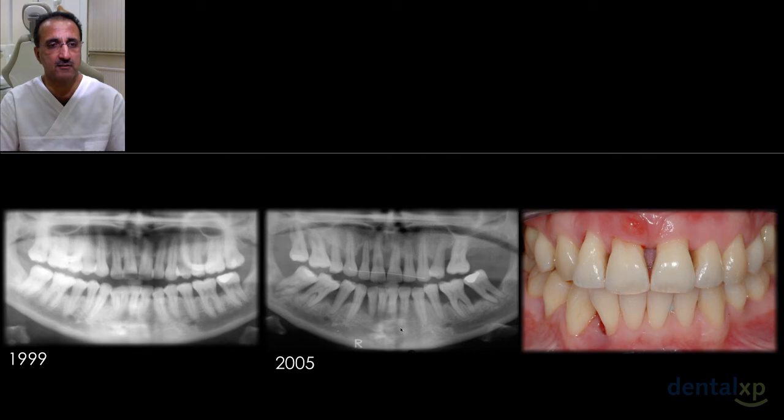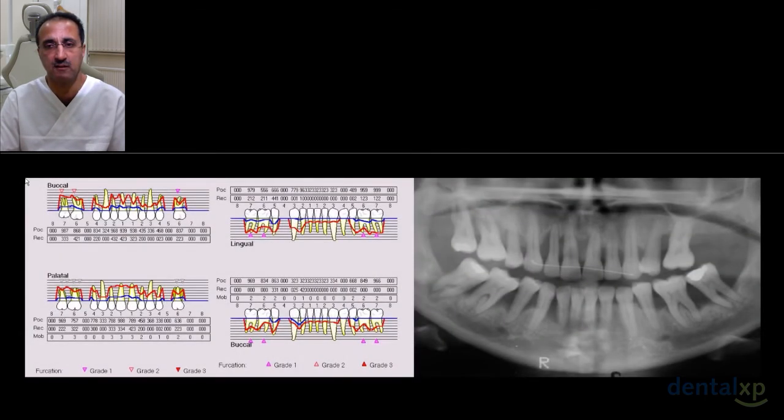Certainly, if we'd seen her at this stage, we'd probably have a very different picture, and we would have, I'm sure, been able to save all her teeth. But here we are at 2005, and this is what we have to deal with now. Probing, periodontal charting, as you can see, looks pretty grim, and we are faced with a significant challenge.